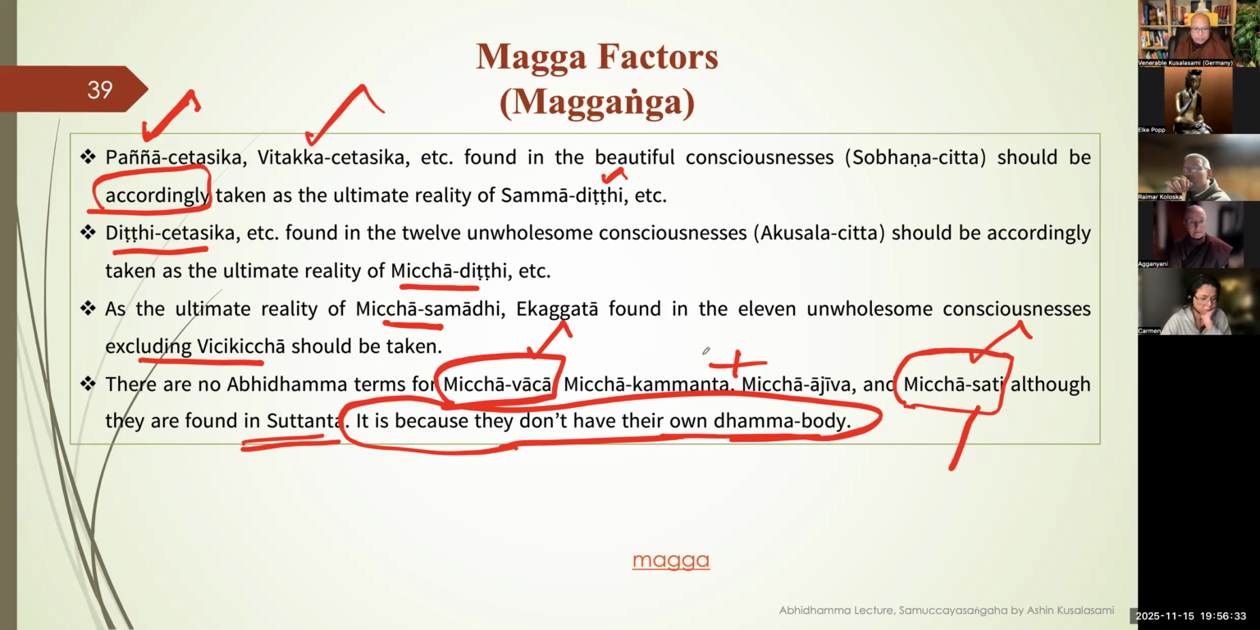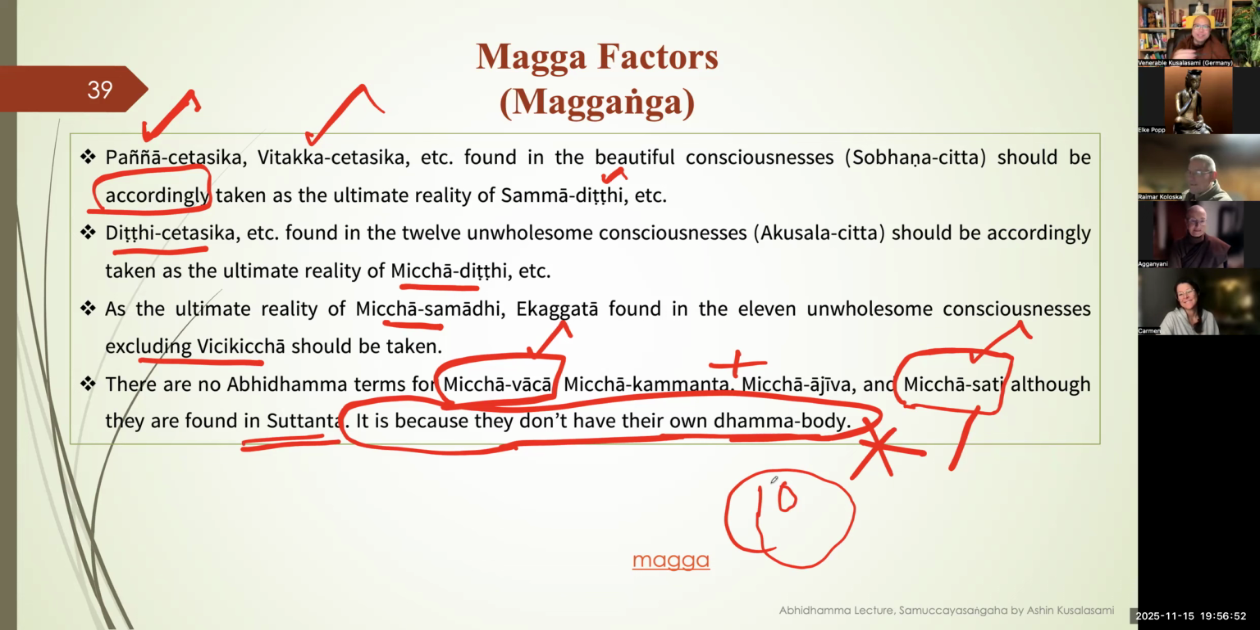So that's what I think about your question. In the commentary, if you know this reason, you can get 10 marks when you sit the examination. Don't worry. In Myanmar, there's this question in the examination: why, although Sama Vaja, Sama Kamada, Sama Ajiwa exist in the Magga, are there no Mecha Vaja, Mecha Kamada, Mecha Ajiwa? What you need to answer is only that. Don't worry, full marks.